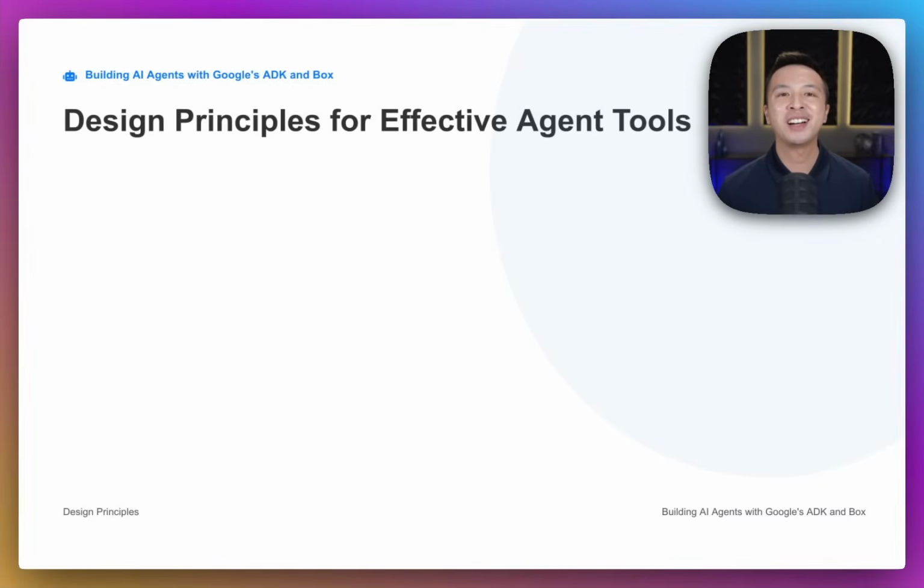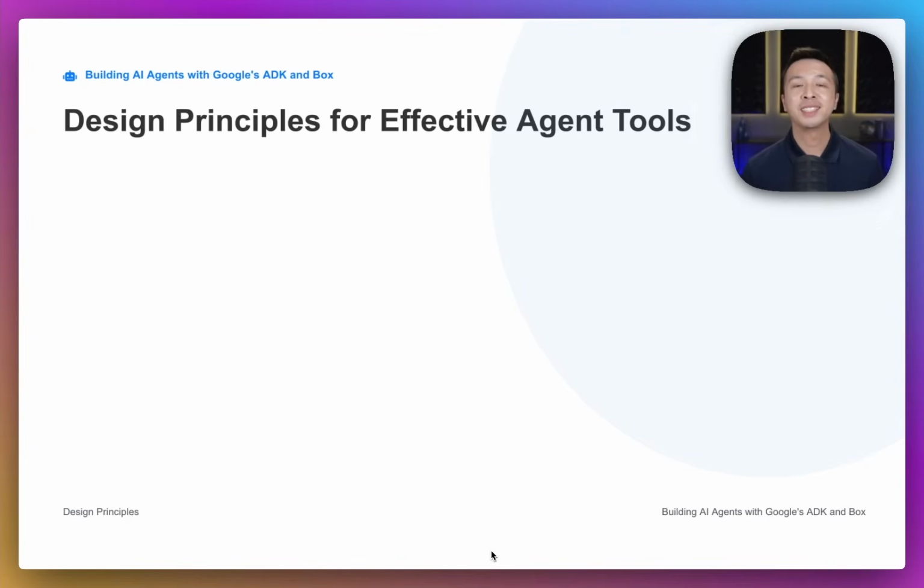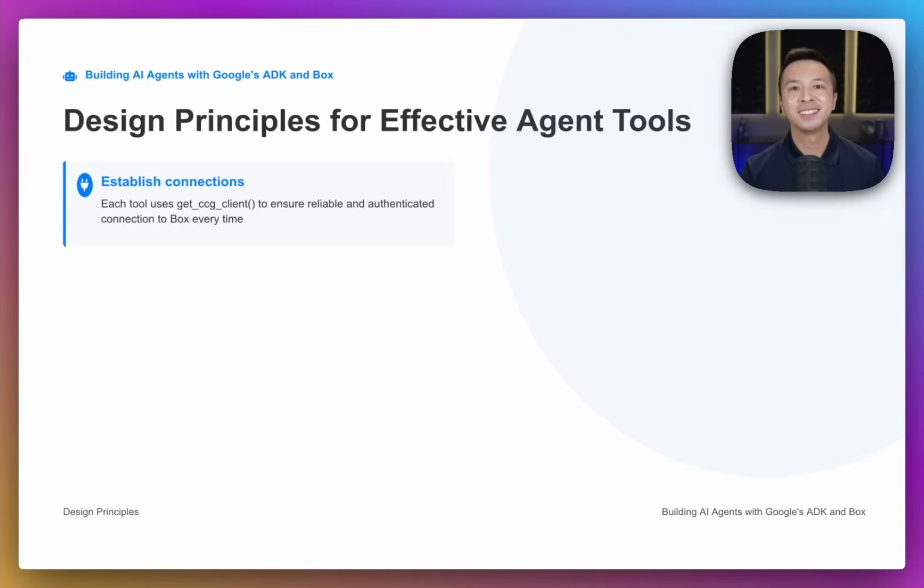So, as we just saw, these tools are the building blocks. And when designing them, we followed some key principles to make them effective and maintainable. These guidelines really help in creating a robust agent. First, establish connections. You notice each tool uses getCCG client. This ensures that we have a reliable and authenticated connection to Box every single time.